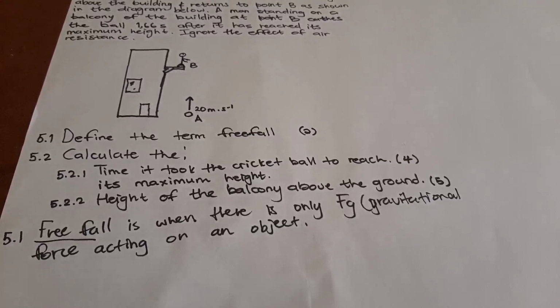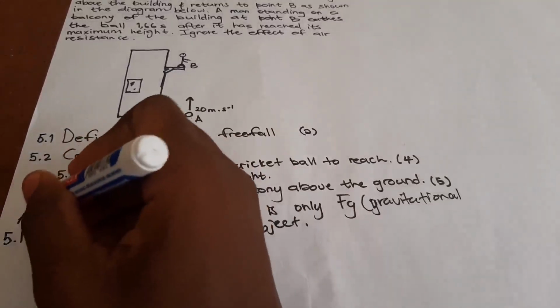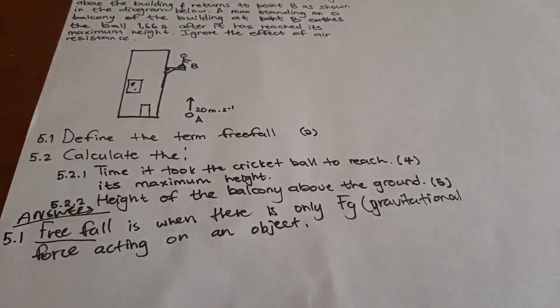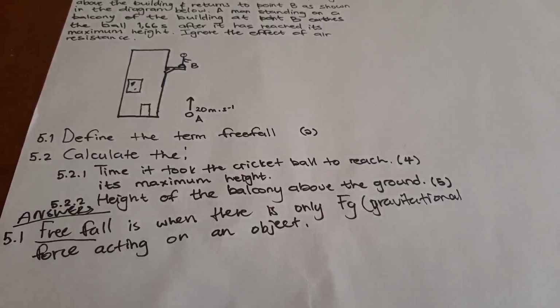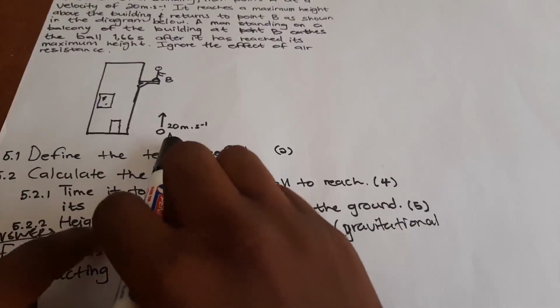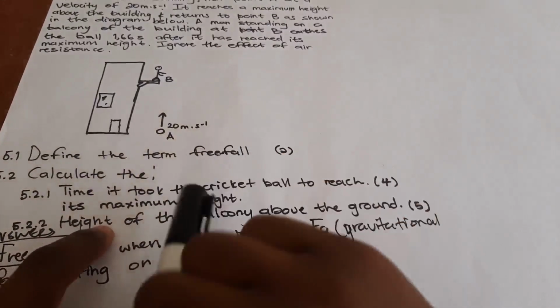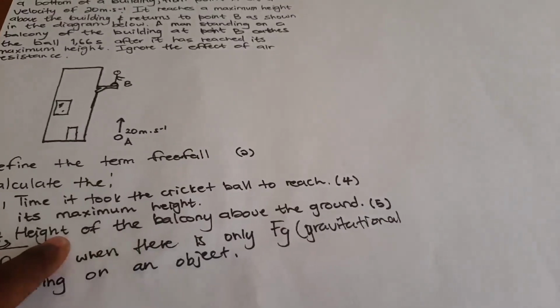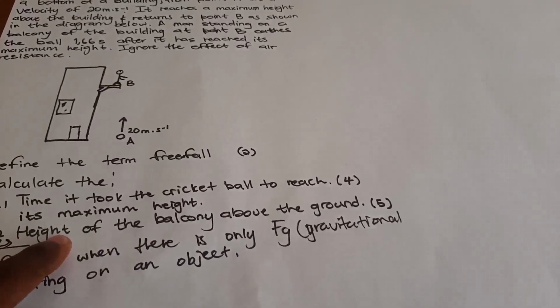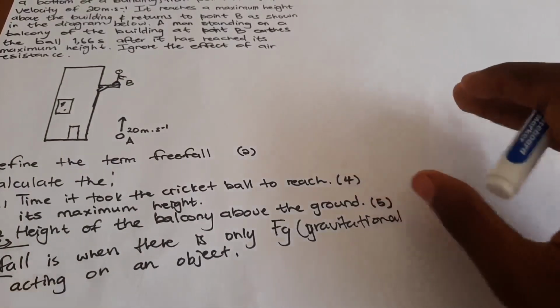So let's go to answering 5.2. These are answers, so sorry for not writing answers. 5.2 says calculate the time it took the cricket ball to reach its maximum height. So we are calculating the time for this cricket ball that is being projected upwards at 20 meters per second.